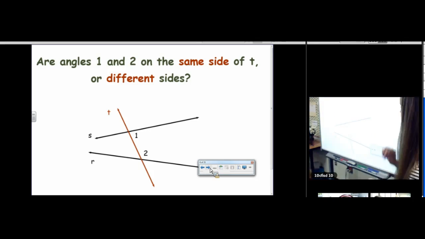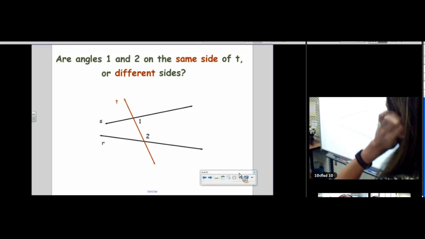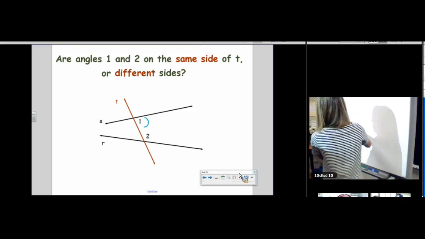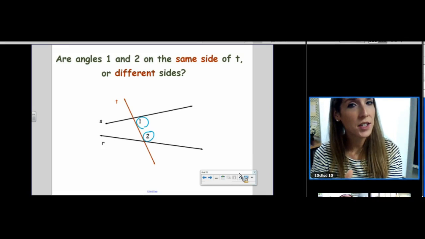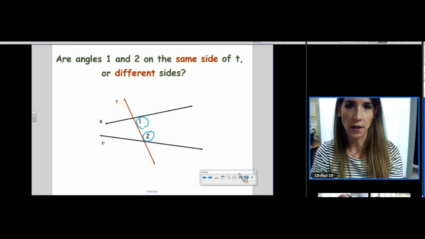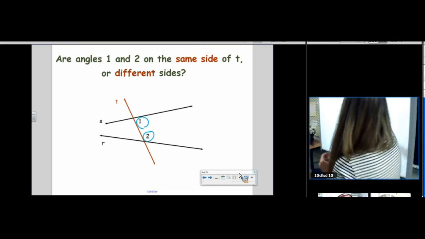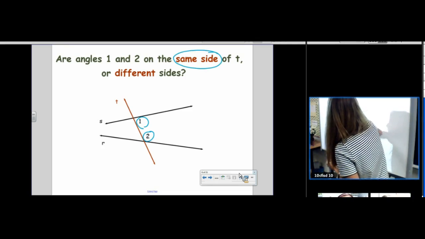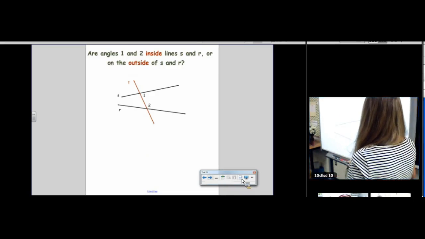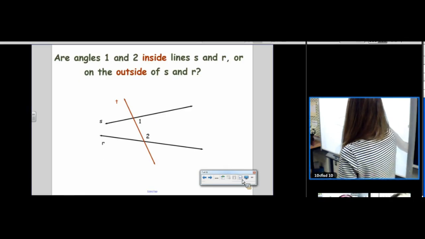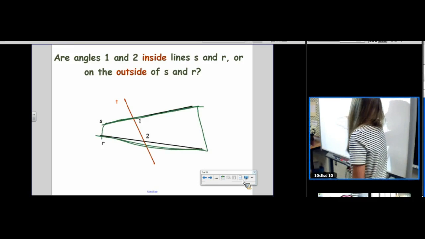All right, let's take a look. Let's try to name them. I'm going to give you some hints on how we're going to name them. Take a look at angle 1 and angle 2. Every time you're trying to name these, I want you to ask yourself, are they on the same side of the transversal or are they on different sides of the transversal? They're both on the right. So they are on the same side of transversal T. Our angles 1 and 2, inside lines S and R, here's S, here's R. Let's pretend I turned it into like a house.